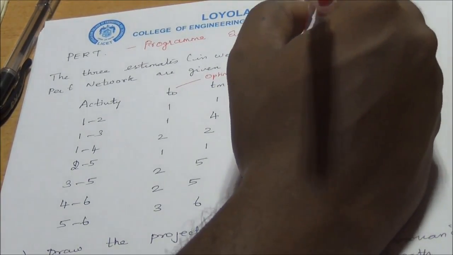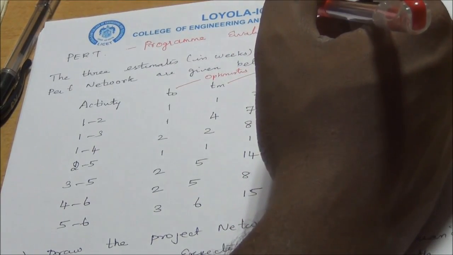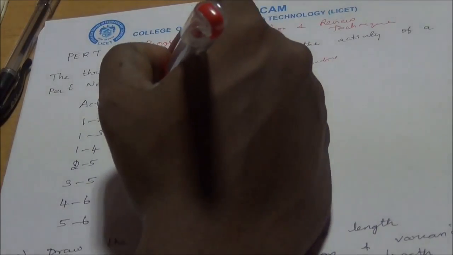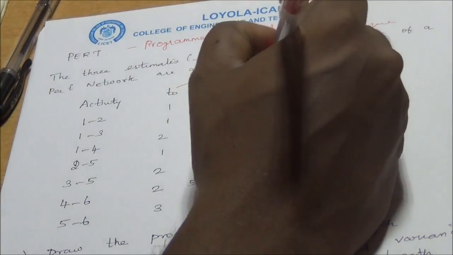So what is TO? TO is the optimistic time. It is the shortest possible time required for completion of an activity. If all goes well, we can go for TO. What is pessimistic time? The maximum possible time the activity will take if everything goes bad. So it is the opposite of TO.